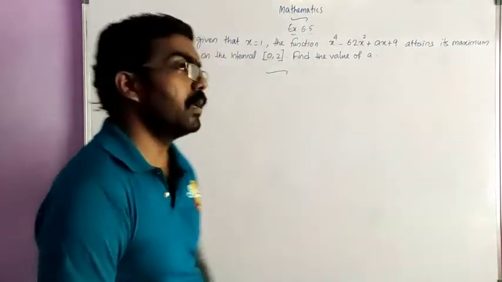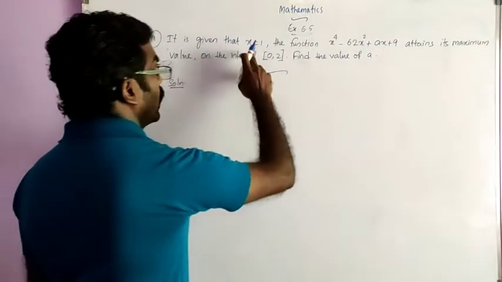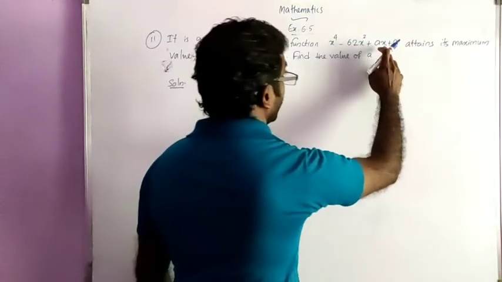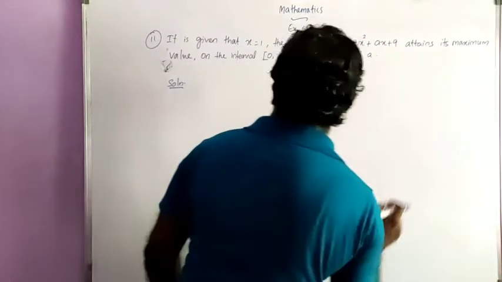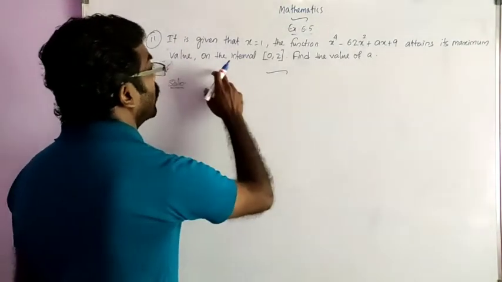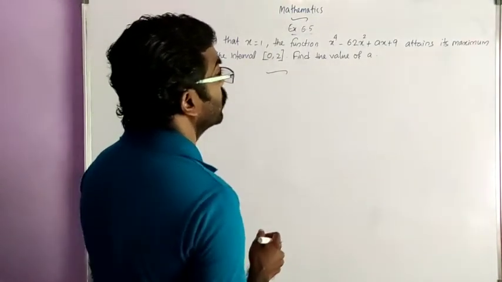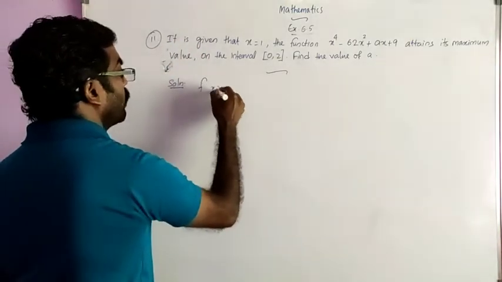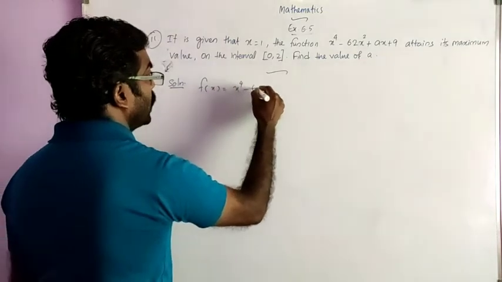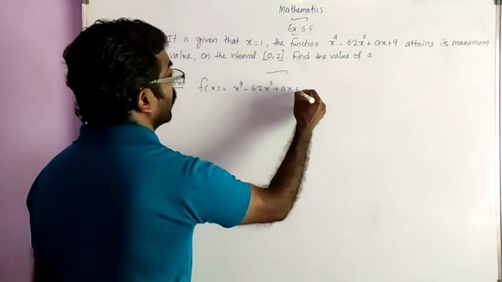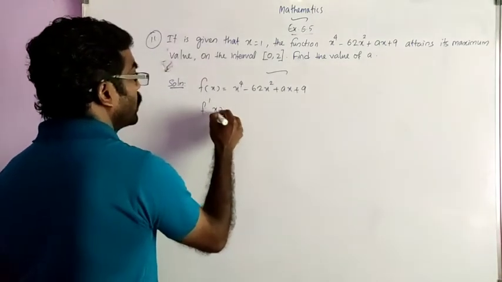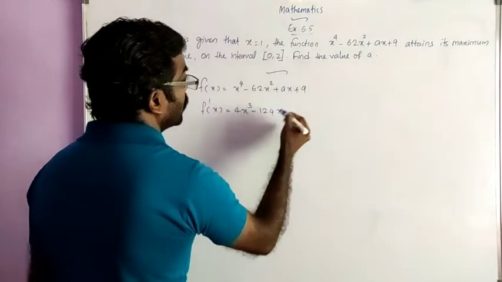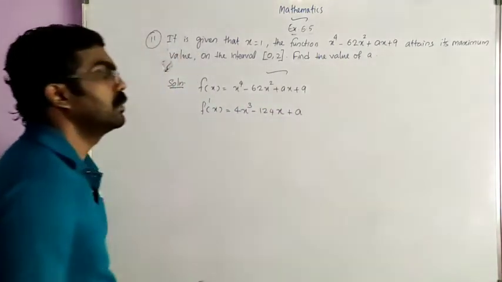Now we move on to question number 11. It is given that at x equal to 1, the function x raised to 4 minus 62x square plus ax plus 9 attains its maximum value on the closed interval 0, 2. Find the value of a. So let the function be f of x equal to x raised to 4 minus 62x square plus ax plus 9. First of all, we can find f dash of x, which is equal to 4x cube minus 124x plus a. Okay.